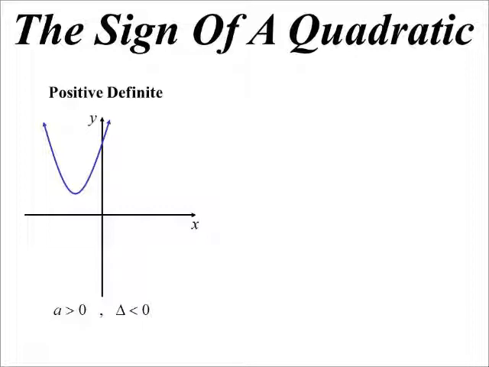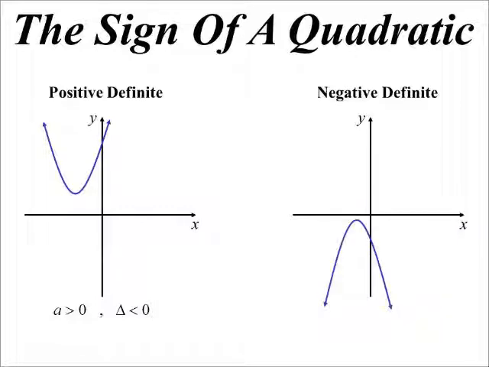As well, what do we notice? It's concave up and there are no x-intercepts. So a would be greater than 0 and the discriminant would be less than 0. There's a matching one, negative definite, which is always below. That one is concave down with no solutions, so the discriminant would be less than 0.